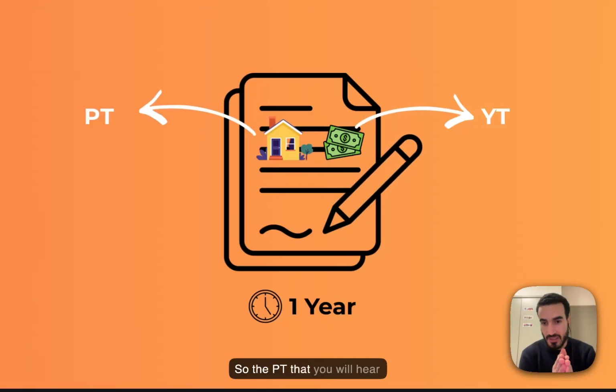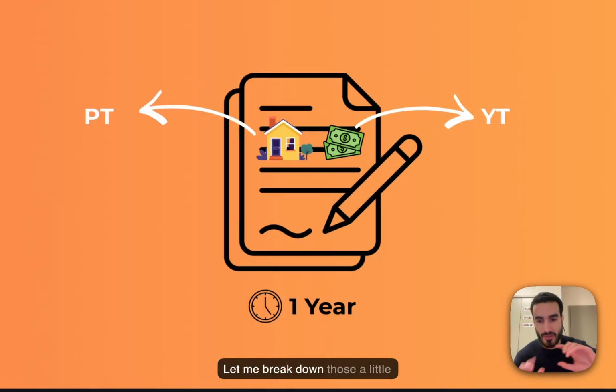So the PT that you will hear represents the house portion of it, the asset. The YT will represent the yield or the income that's generated for that house over the year, right? Those are packaged together and then they're split into PTs and YTs.